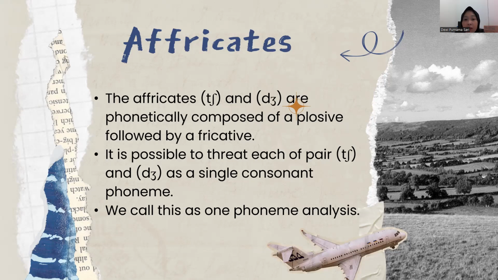Okay, so they are included in consonants. We call this one phoneme analysis, because they are actually a pair of consonants like t and sh, which becomes ch, and d and j, which becomes j, but they are set as a single consonant phoneme, even though they are in pairs.